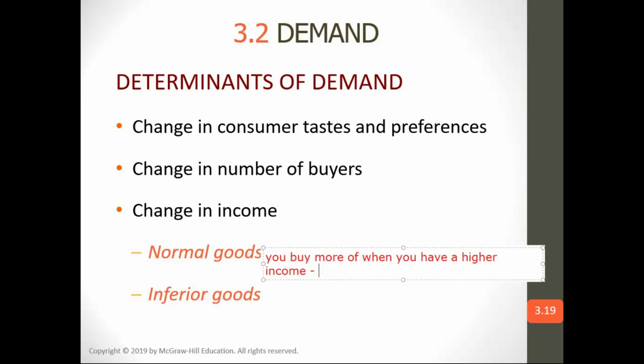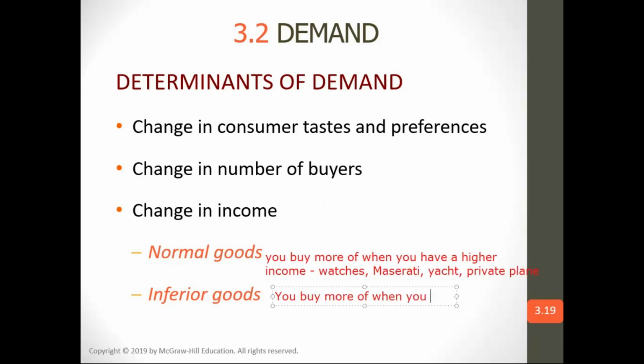Yeah, that's correct. Yeah, watches would be a good one. That's good. Maybe like a Maserati, maybe a yacht, maybe like a private plane, maybe. You'd be like a billionaire for that. A luxury watch, that's great. What about inferior goods, or things you buy more of when you have a lower income? What types of products would you buy more of if you have a lower income?